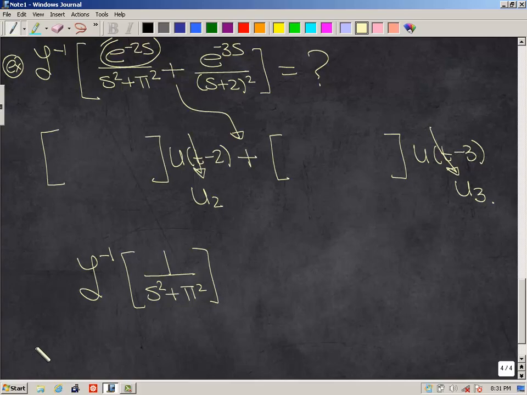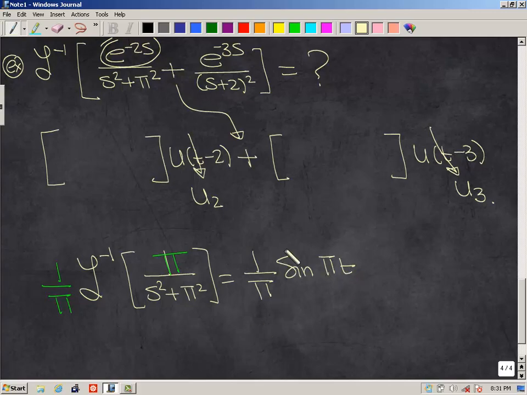This is another one you should recognize. This looks a lot like sine, provided I had a pi on the top. So what I'm going to do here is multiply by pi on the top, and divide by pi to negate that. So that will result in 1 over pi times sine of pi t. That's what it's going to result in.